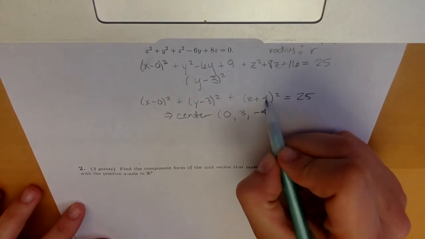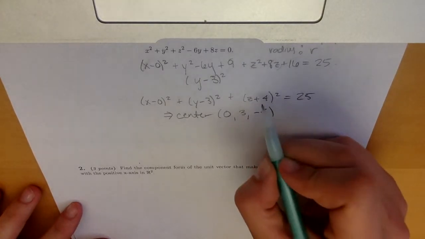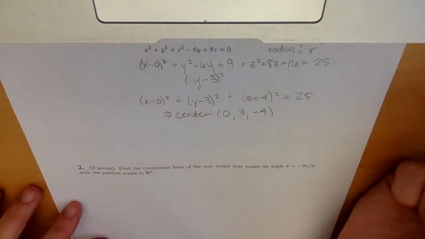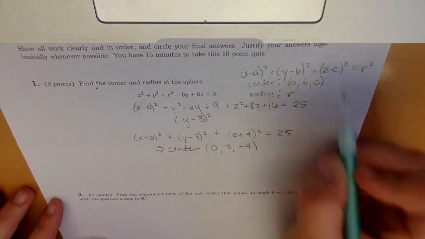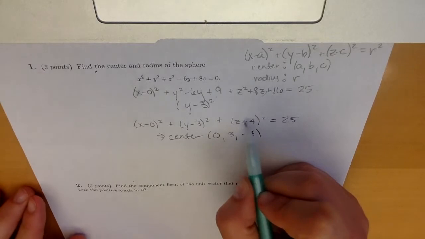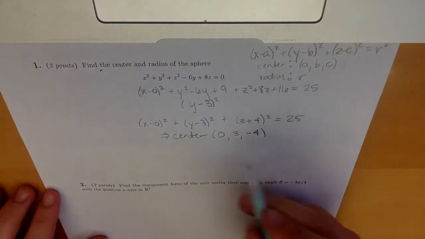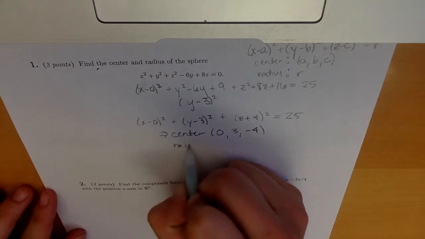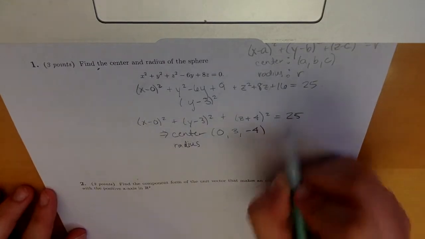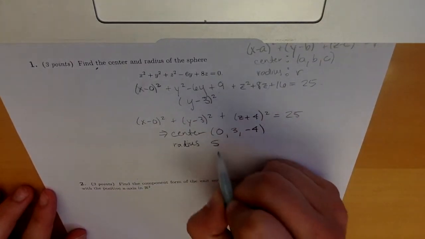Now notice it's negative 4 because I have minus negative 4 in this plus 4. Okay, so I always want to have it minus some value. So if I have a positive, then I'm going to have minus the negative value. Okay, so my center is 0, 3, negative 4, and my radius is the square root of 25, which is 5.